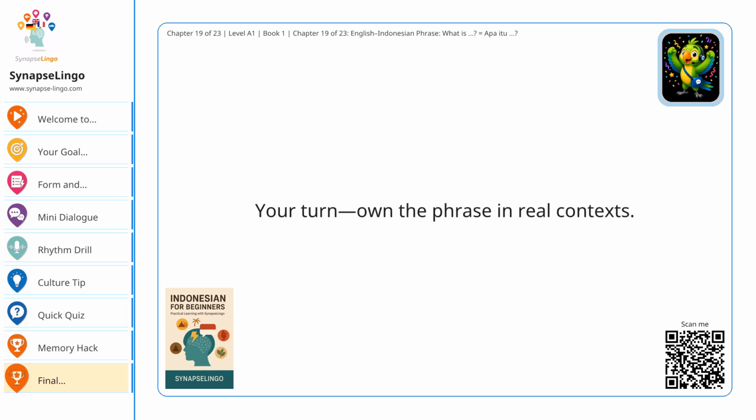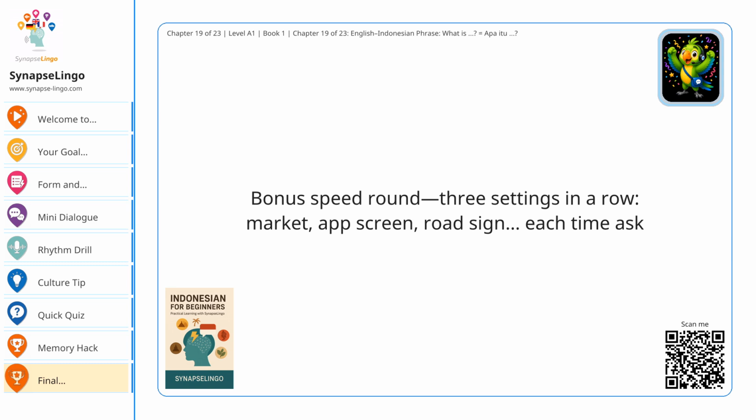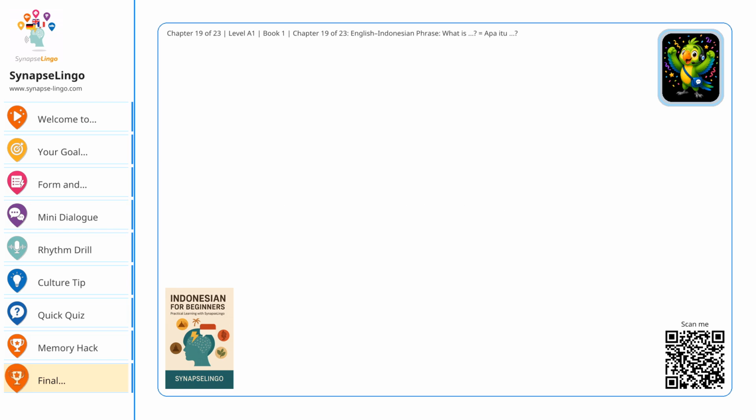Final challenge. Your turn, own the phrase in real contexts. At a museum label you can't read, say "Apa itu?" In class, writing on the board before a definition, "Apa itu?" At a cafe, pointing at a new snack, "Apa itu?" Bonus speed round, three settings in a row: market, app screen, road sign. Each time ask, "Apa itu?"